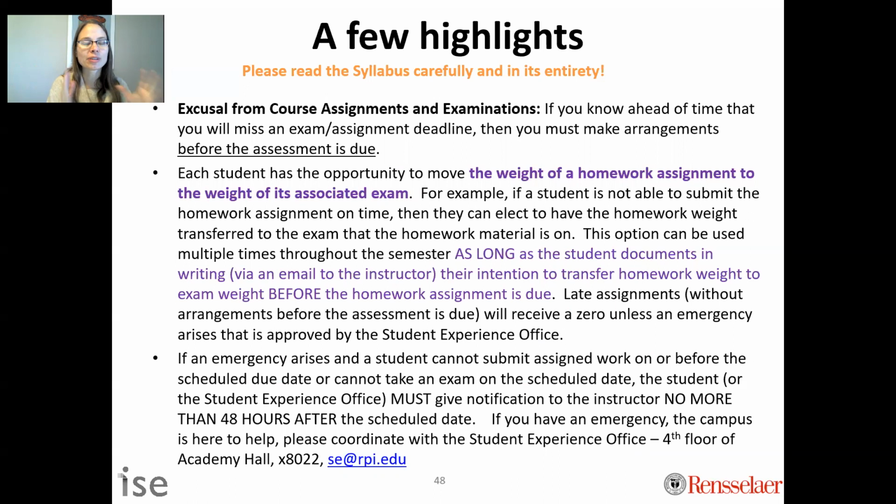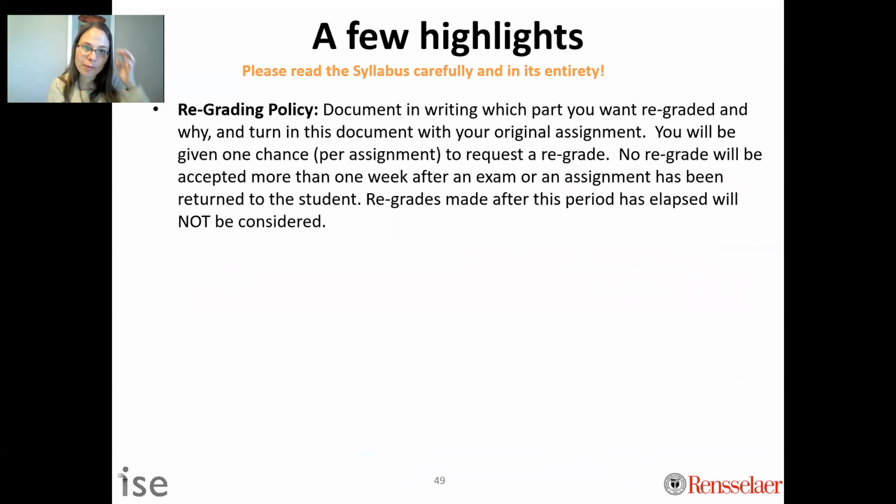But if you are unable to make the deadline, you can then just illustrate that you've learned that concept on the exam. The only criterion, and you can do this for as many homeworks as you want, is that it's before the deadline and you let the instructor know. There is a regrading policy, which is basically once we grade your work, you have a week to ask for a regrade. You should have that in writing and say why you think this should be regraded.